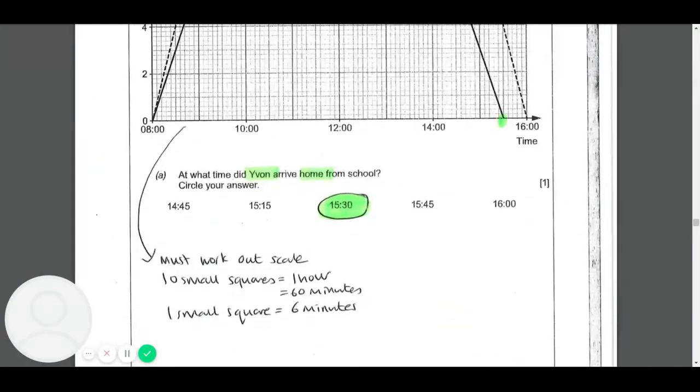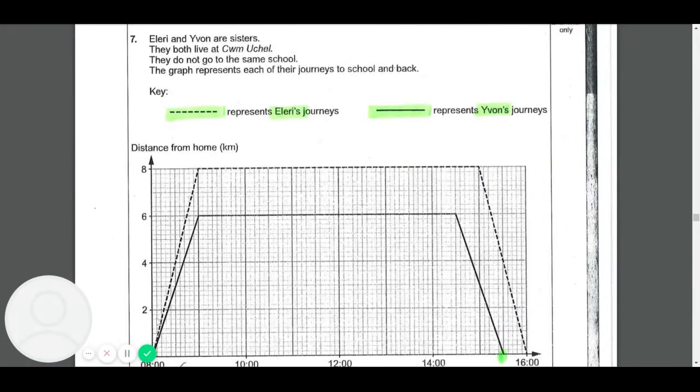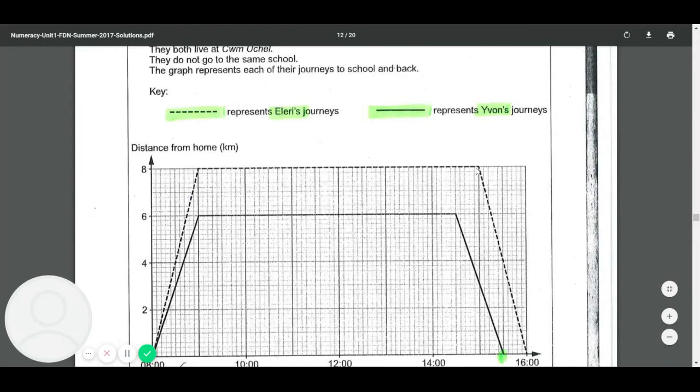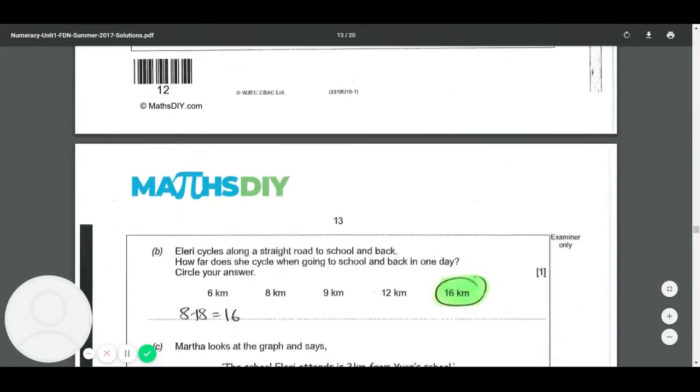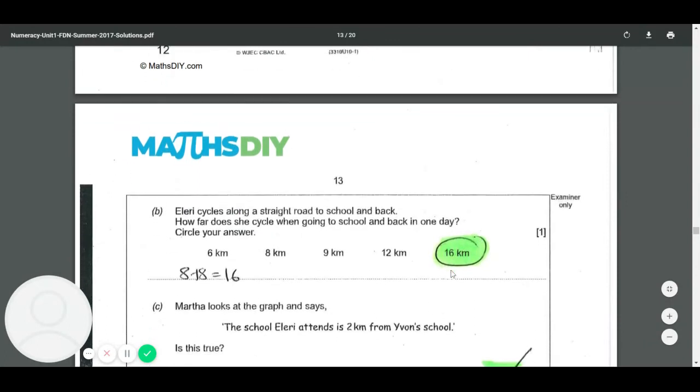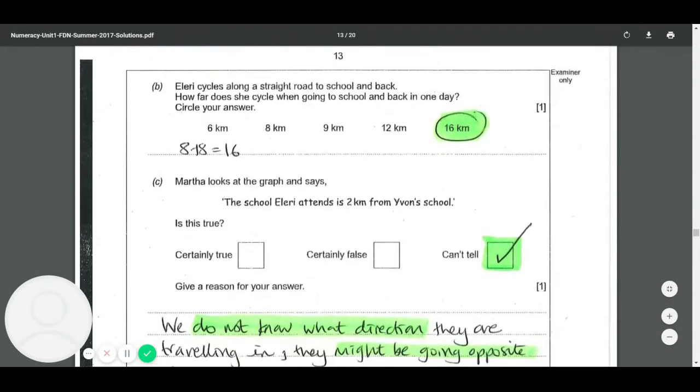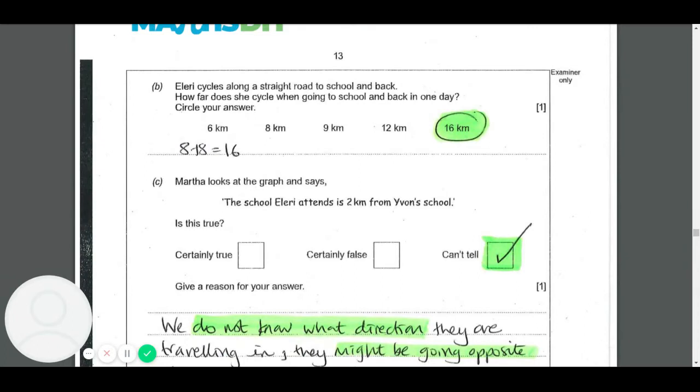So let's have a look. She goes out 8 kilometers. She goes back 8 kilometers. So that is 16 kilometers total. Again, circle the answer. It's multiple choice. Martha looks at the graph and says, the school Larry attends is 2 kilometers from Yvonne's school. Is this true?